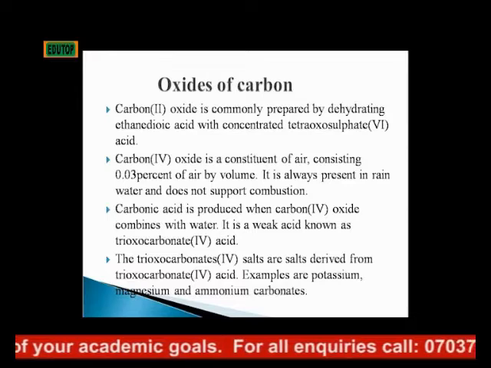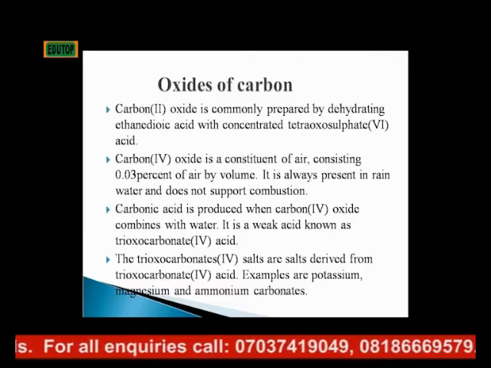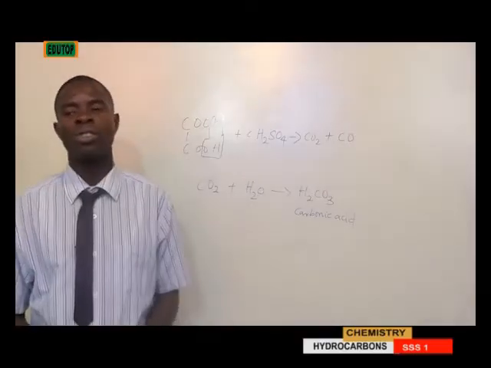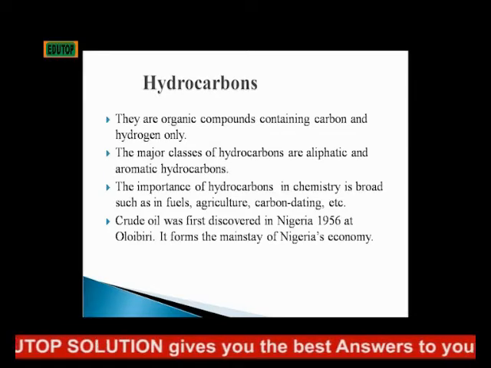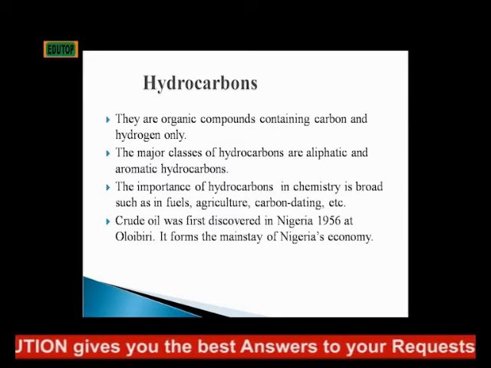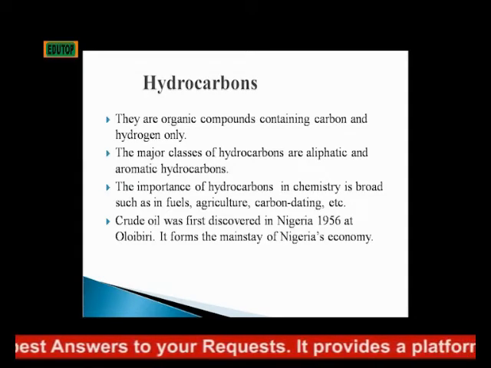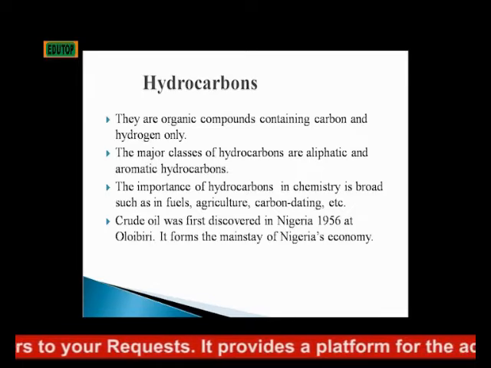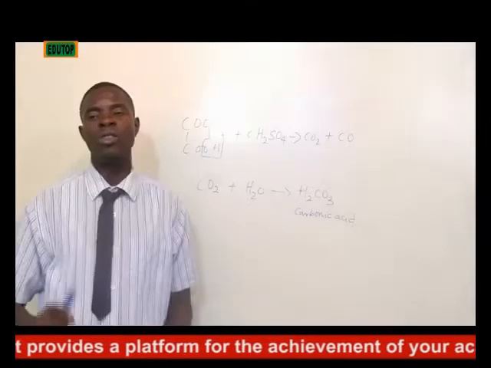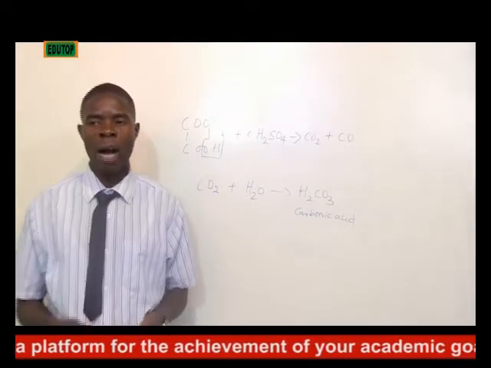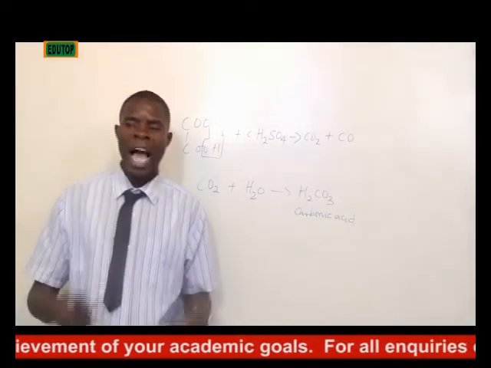Examples of such salts are potassium, magnesium, and ammonium carbonates and hydrogen carbonates. Hydrocarbons. What are hydrocarbons? Hydrocarbons are organic compounds containing carbon and hydrogen only, because the two constituent elements that you have in hydrocarbons are carbon and hydrogen. The major classes of hydrocarbons are aliphatic and aromatic hydrocarbons.